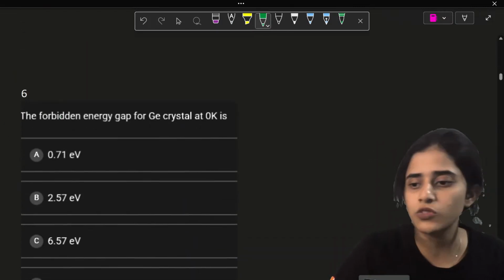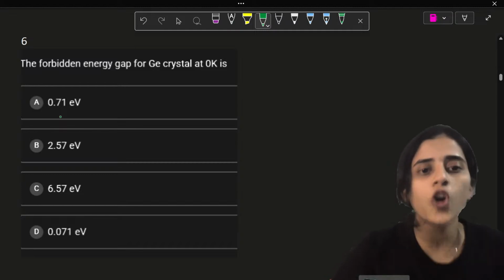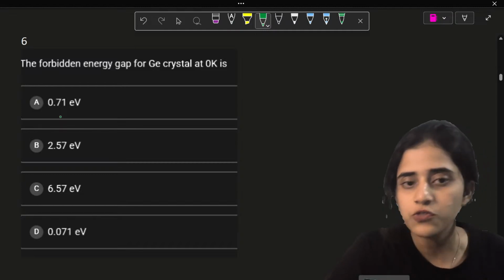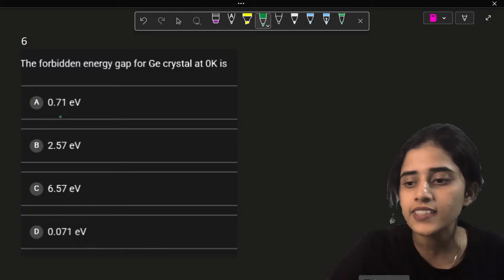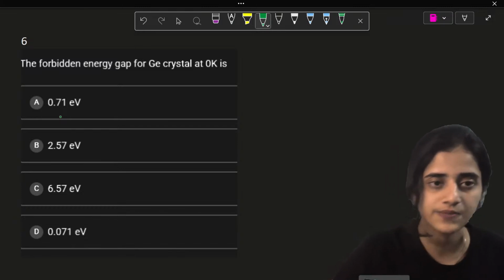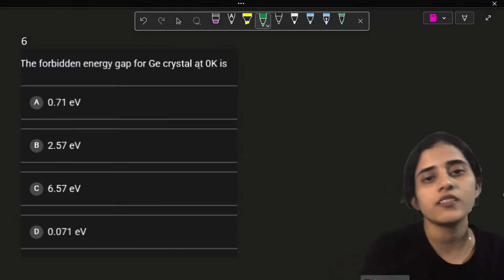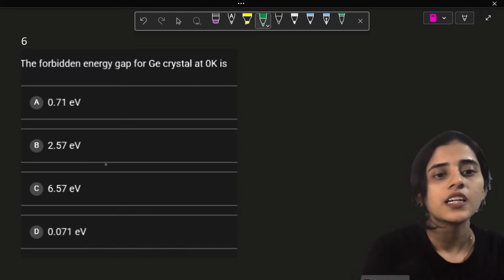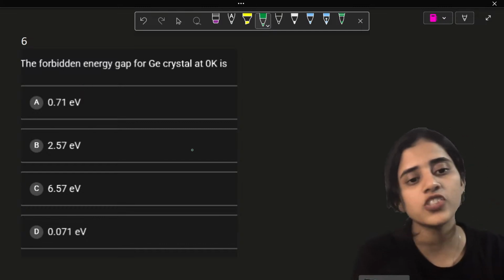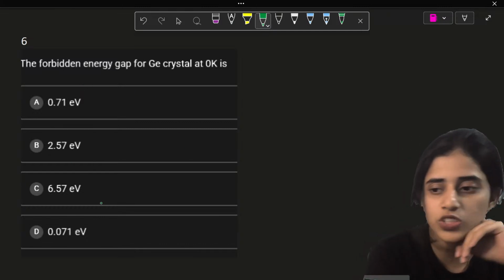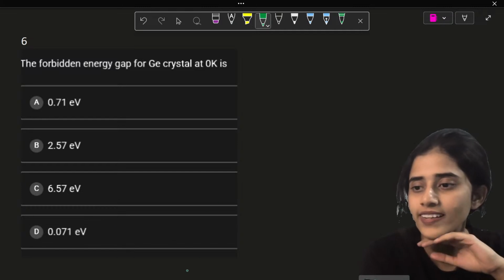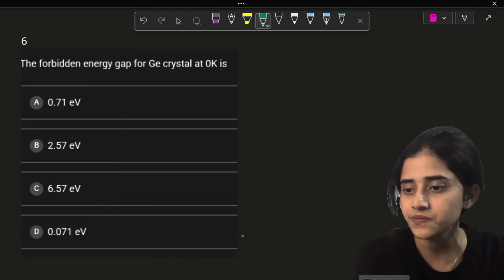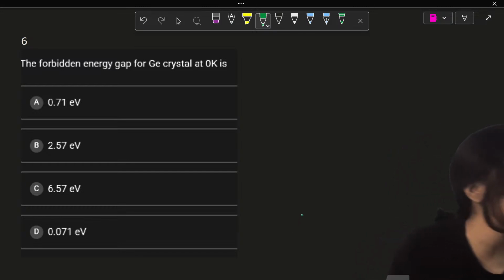Okay, students, let's move on to the next question. The forbidden energy gap for a germanium crystal at 0 Kelvin is. Okay. So the 0 Kelvin temperature is very low. Germanium and the forbidden energy gap is what you have to find. So what would the answer be? Can you all quickly let me know what your answers are? Quickly students, let me know your answers.